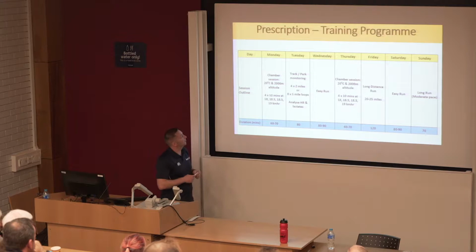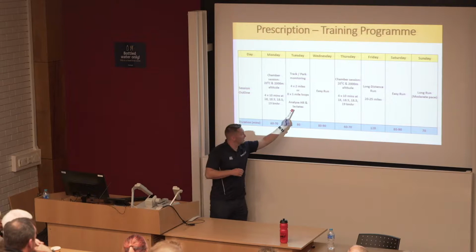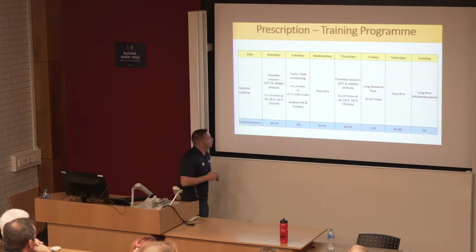Then on the Tuesday, it's a track monitoring session. So he's doing a specific session, whether it's 4x2 miles or 8x1 mile loops. And what he's doing then is analysing lactate and heart rate. That will be done maybe every 3 weeks to see if there's a change in his training, and if there's a change in his physiology. Again, Wednesday, easy run. Thursday, the same as Monday. Friday, long distance run. Saturday, easy run. Sunday's a long, medium pace run.